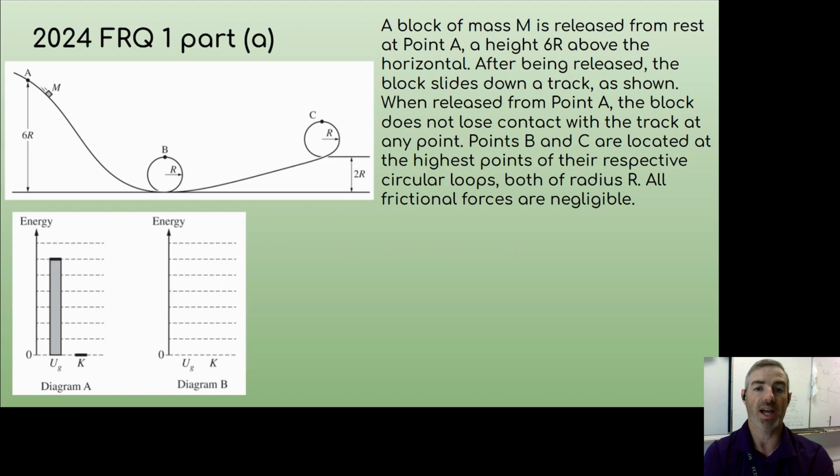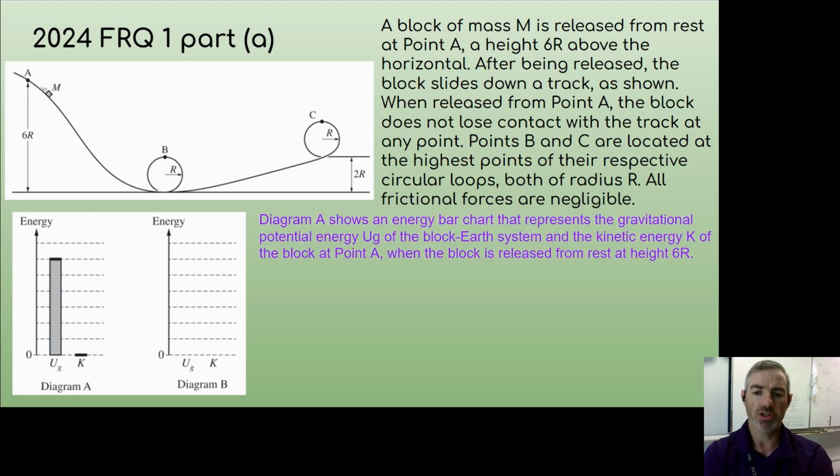If it doesn't leave contact with the track, that means it has to be moving at points B and C in order to make it around and to maintain contact with the track. It also tells us that friction forces are negligible, so energy is going to be conserved through this whole process. Looking at the picture, the topics we're going to use are conservation of energy, because it's an energy bar chart, and circular motion would be another concept we'd be looking at.